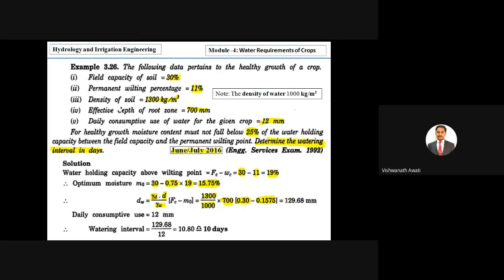So it is in terms of mm. Earlier we calculated in terms of meter, now it is in terms of mm. The daily consumptive use is 12 mm. Then the water interval, so it is what?